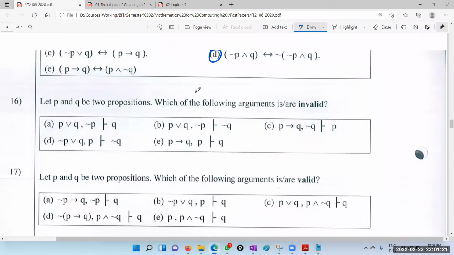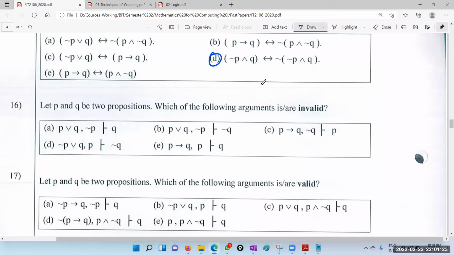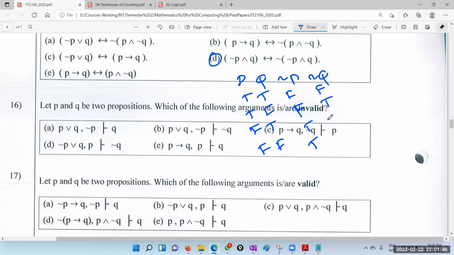Right. So we have two variables P and Q. I need not P and not Q also. True, true, true, false, false, true, false, false. Not P is false, false, true, true. Not Q is false, true, false, true.